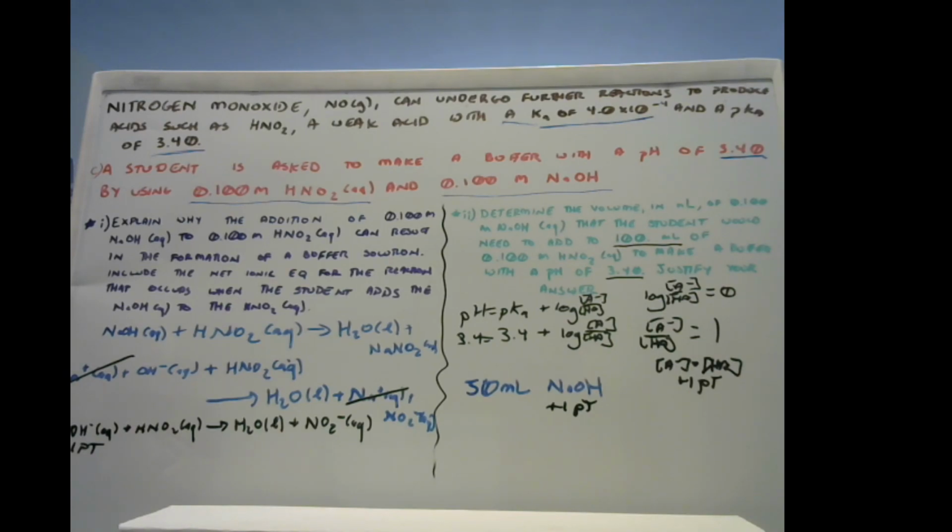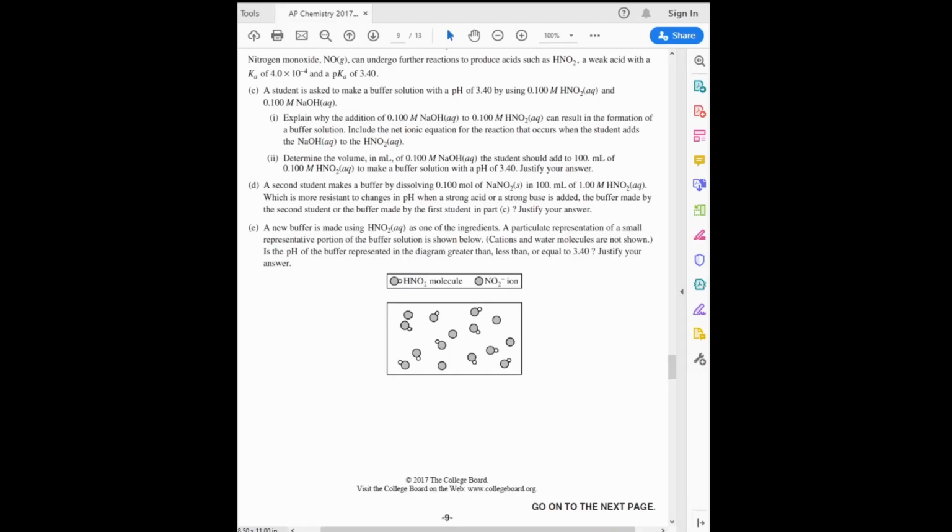Okay, taking us to 7 points earned total on this problem already. On to D. D asks, a student makes a buffer by dissolving 0.1 molar of sodium nitrite solid in 100 milliliter of 1 molar nitrous acid. Which buffer is more resistant to changes in pH when a strong acid or base is added? The buffer made by the second student or the buffer made by the student in the first part, C? So which buffer is better at resisting changes, or which buffer has a higher capacity?